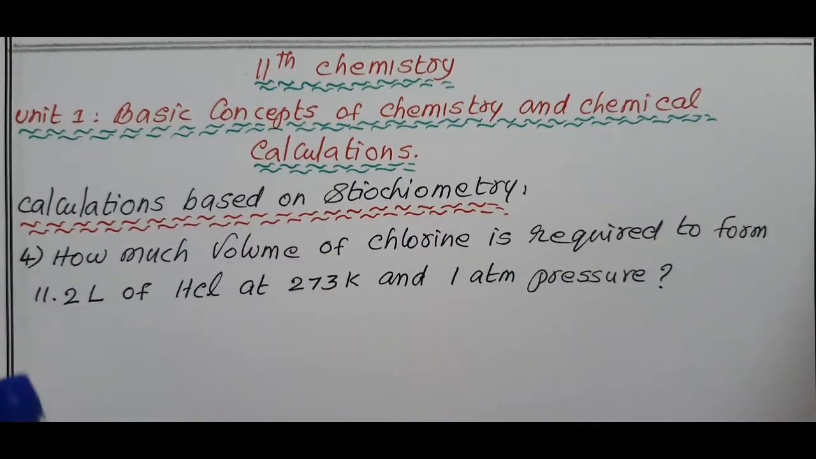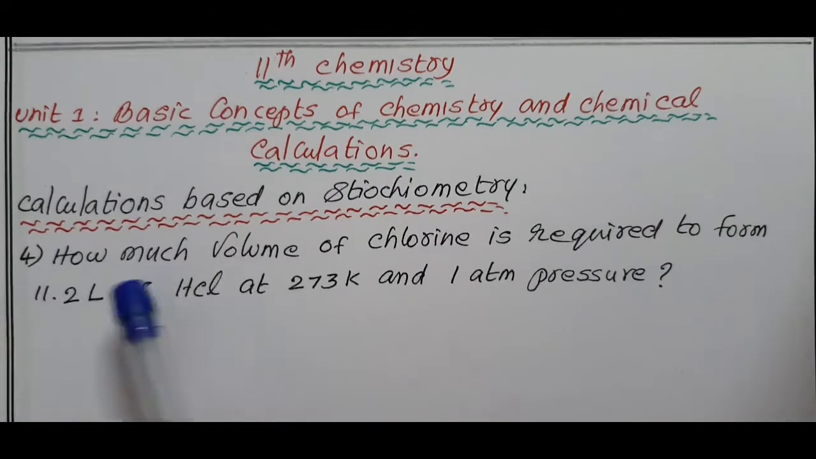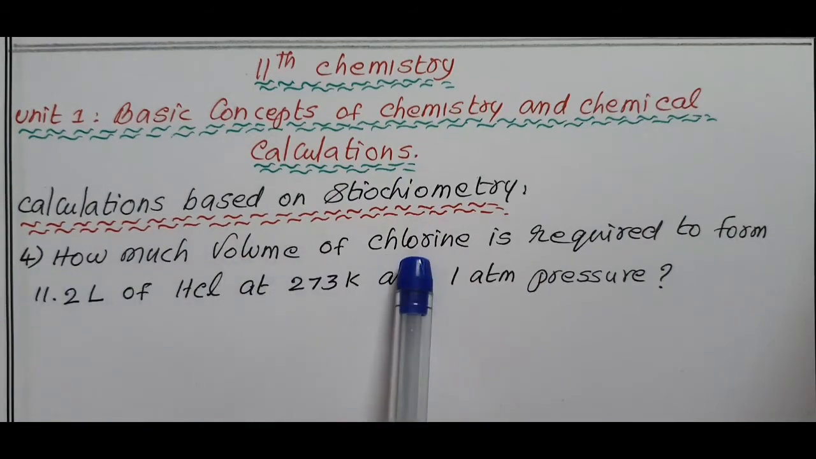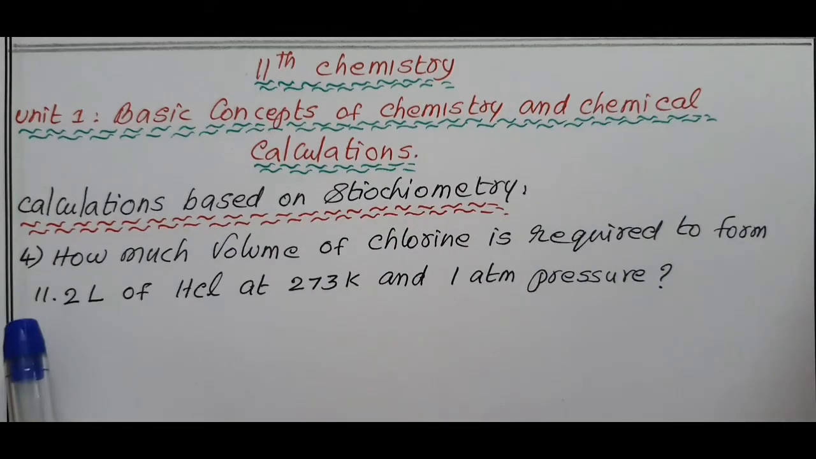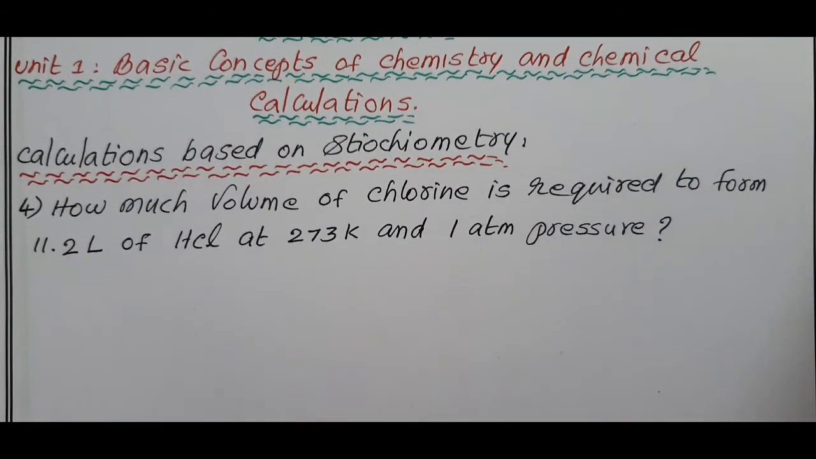Problem number 4, in page number 15: how much volume of chlorine is required to form 11.2 liters of HCl at 273 Kelvin and at 1 atmospheric pressure? First, we have to write the equation for the given problem.